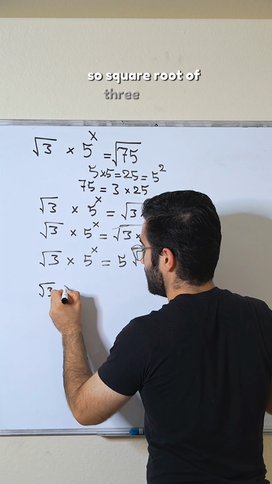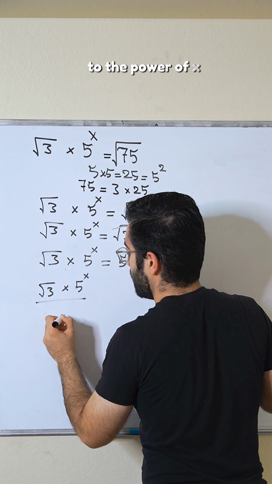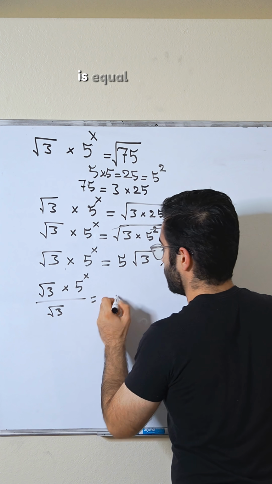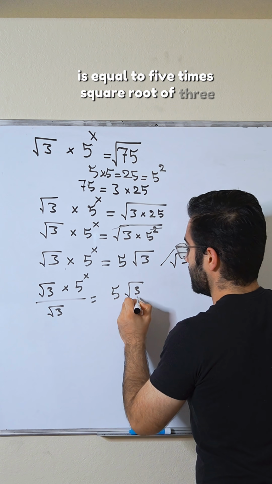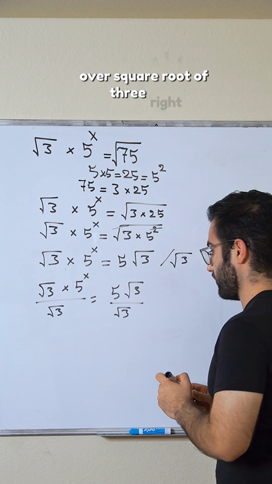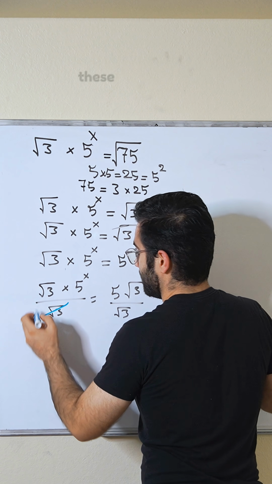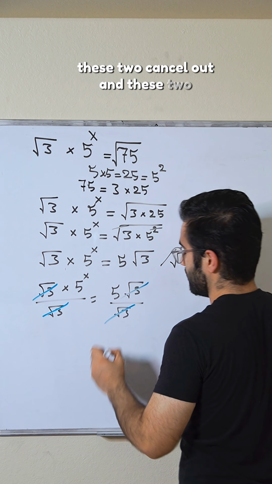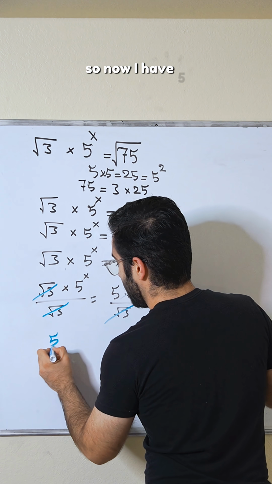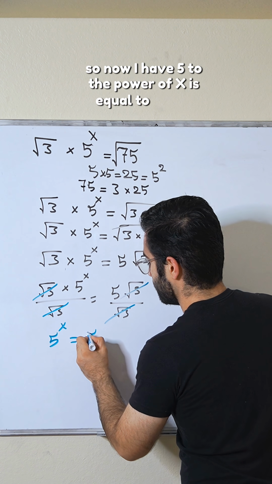So square root of 3 times 5 to the power of x over square root of 3 is equal to 5 times square root of 3 over square root of 3, right? These two cancel out, and these two cancel out. So now I have 5 to the power of x is equal to 5, right?